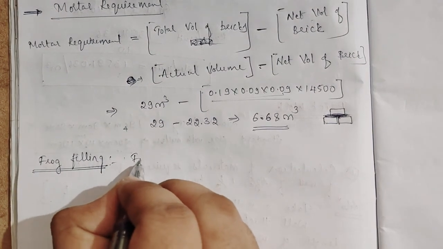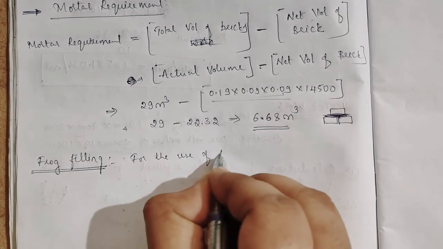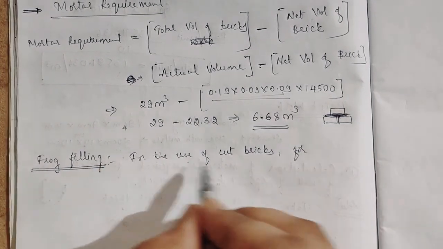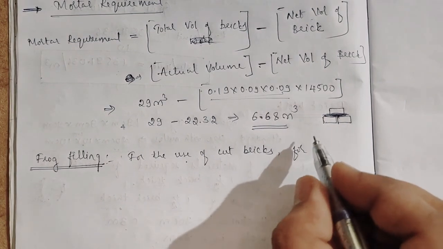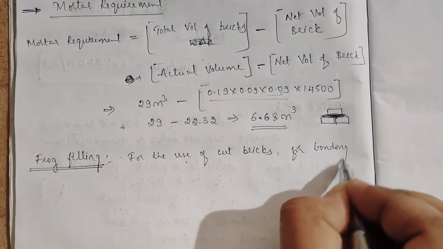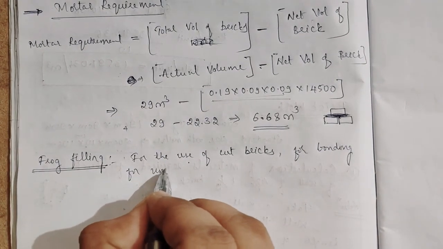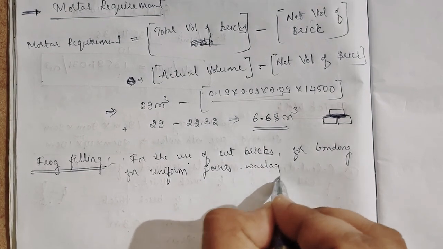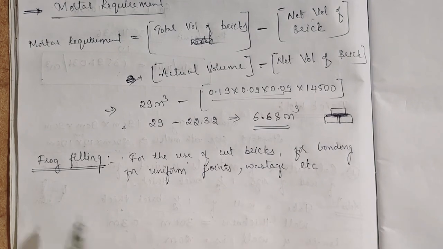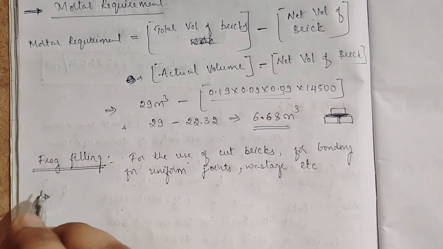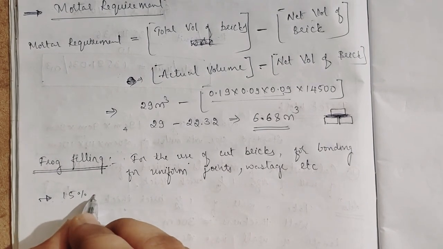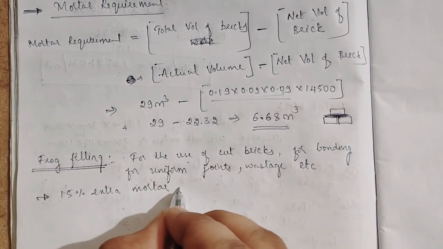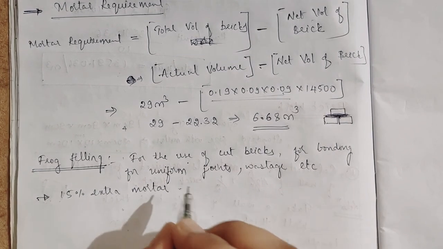So okay, now for the use of cut bricks, frog filling, and also for the use of cut bricks, if we break the brick and we are using it like that, and for bonding, and for uniform joints, wastage, etc. Okay, I'll take 15% extra mortar for this.